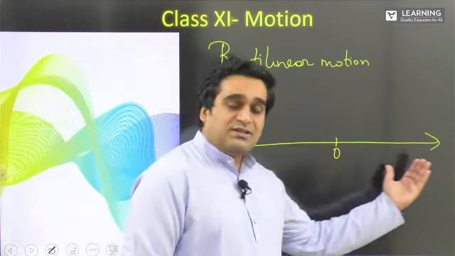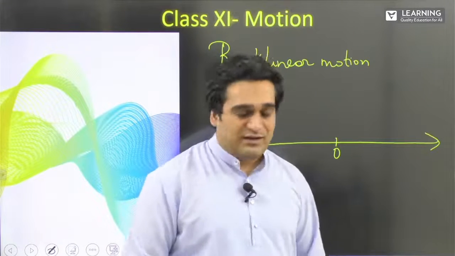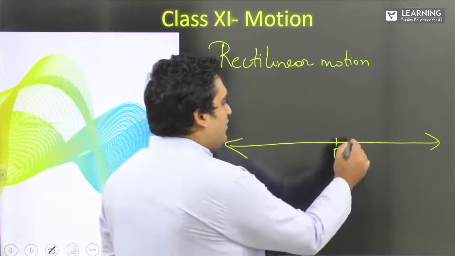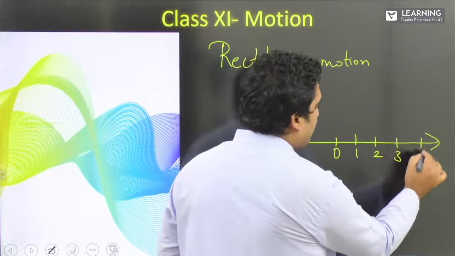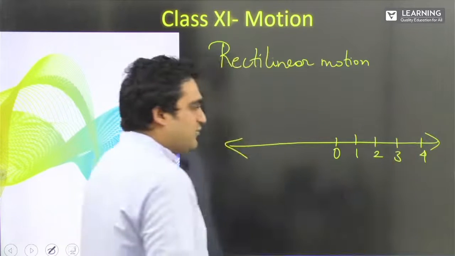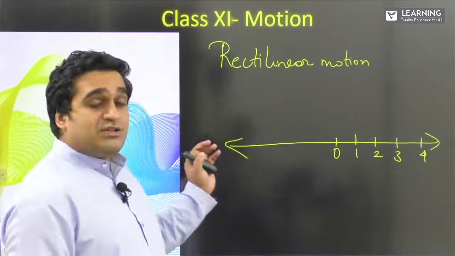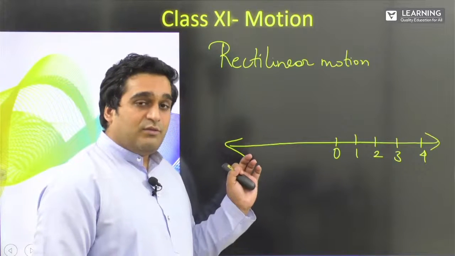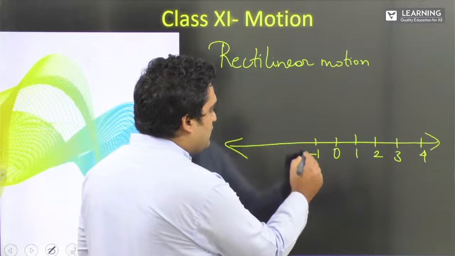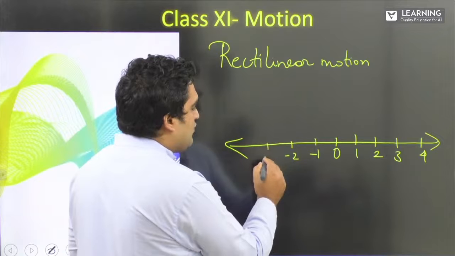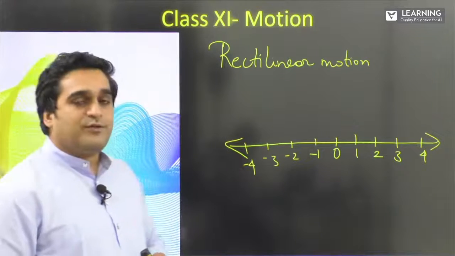Now, towards the right hand side, you represent with a set of positive integers. What are those positive integers? 1, 2, 3, 4, and so on and so forth. Now, representation towards the left hand side would be all negative integers, which are -1, -2, -3, -4, and so on and so forth.